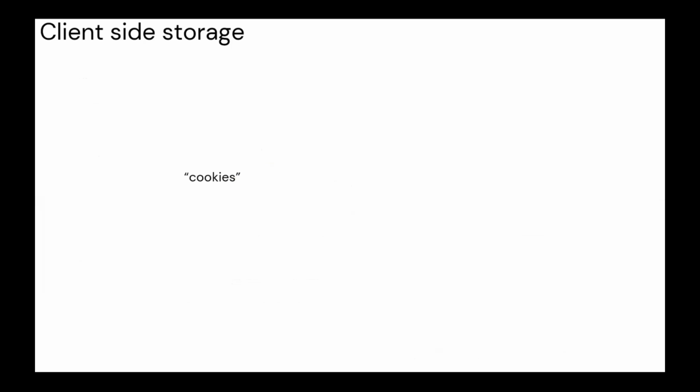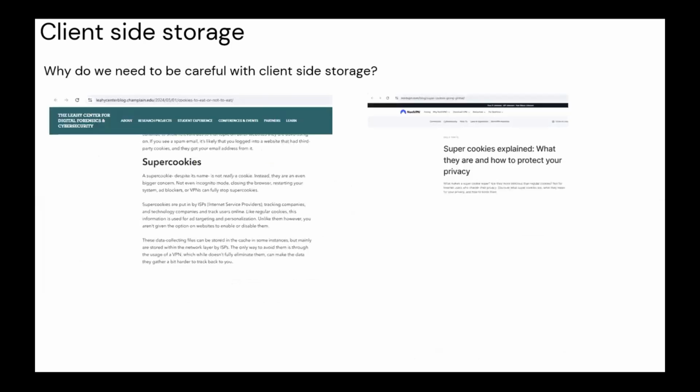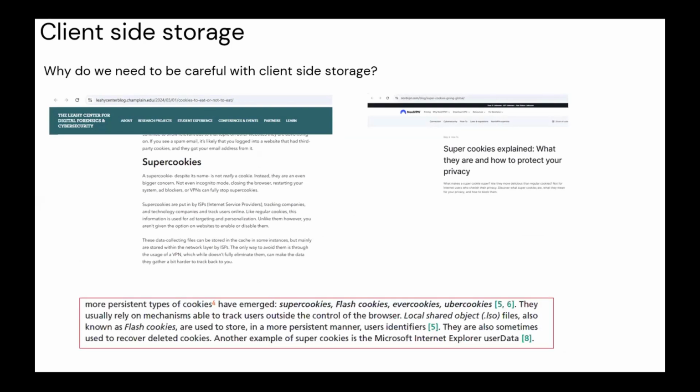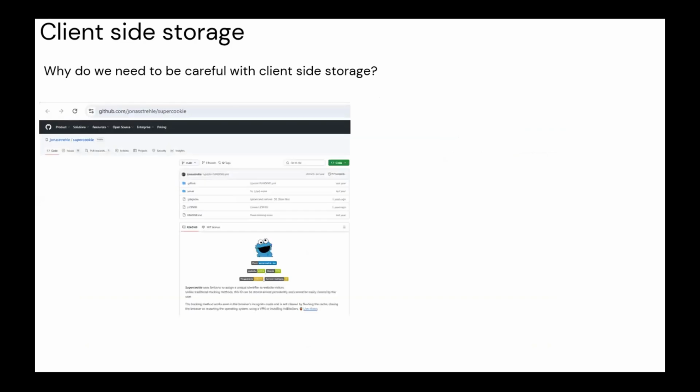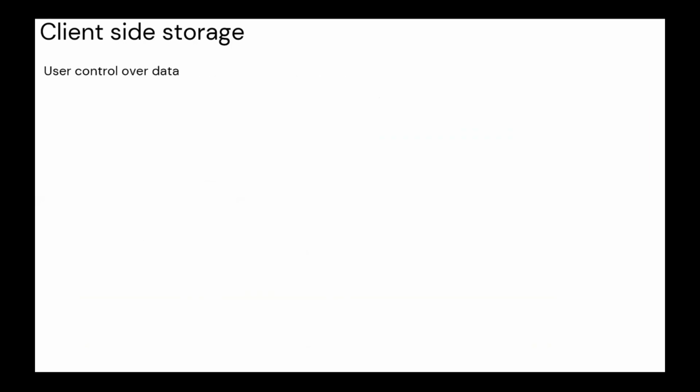Then the next one is about cookies. Normal cookies, we all know what they are and how we use them. But there are also super cookies, which are very difficult to delete, and those are what are used in tracking. There is a lot of information about super cookies, flash cookies, evercookies, and so on. If you can see, there is quite a bit of interest generated in the super cookie project on GitHub as well. And then there have been crackdowns on companies that have used super cookies for tracking.